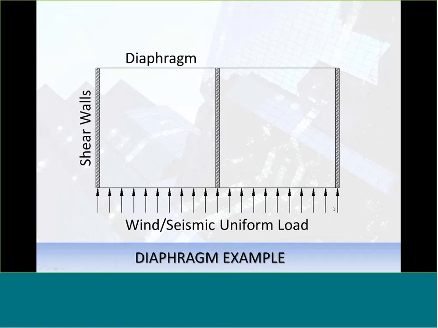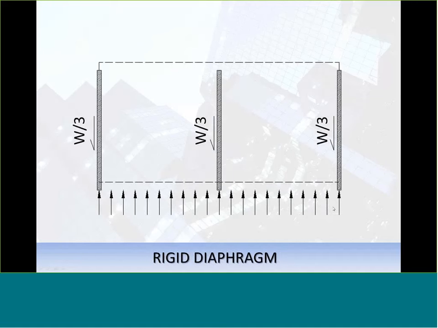So on the next slide, if we're talking about a rigid diaphragm, that uniform load gets distributed to those walls, and it goes into each wall based on the stiffness of that wall. In this case, if we have these three walls, we take the entire loading, which would be just W, the uniform load, and distribute it based on the three walls. So W divided by 3. A third of the load is going to each wall, assuming that each wall is the same thickness, the same length, and basically the same stiffness. So those three walls get identical loading.